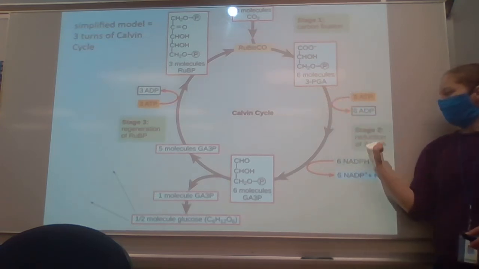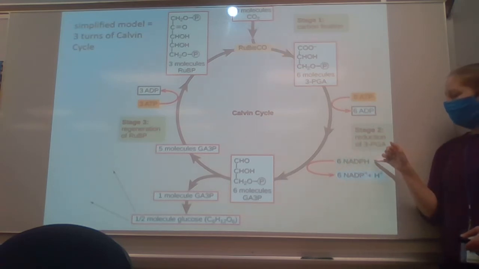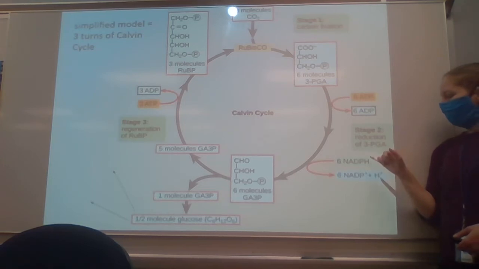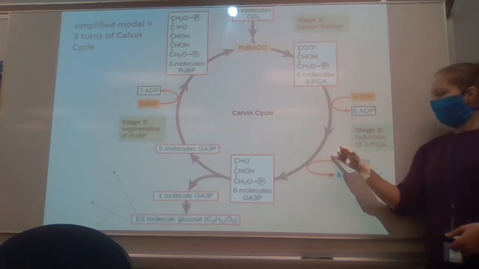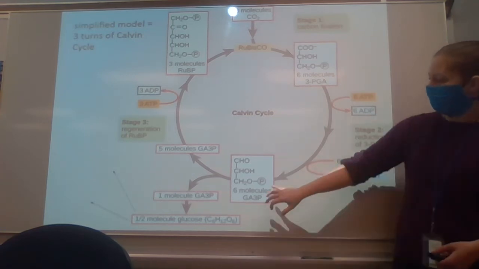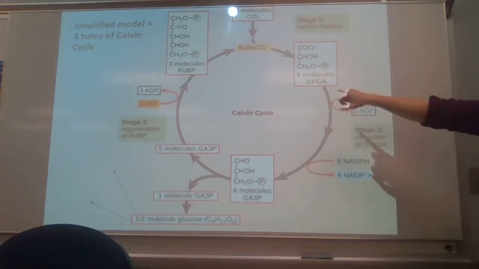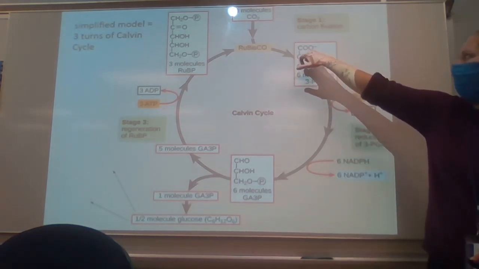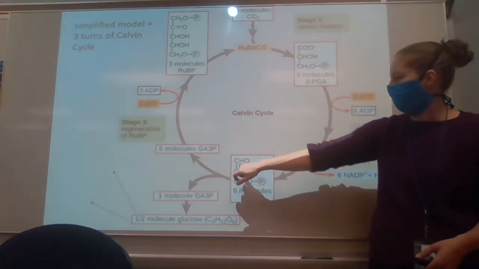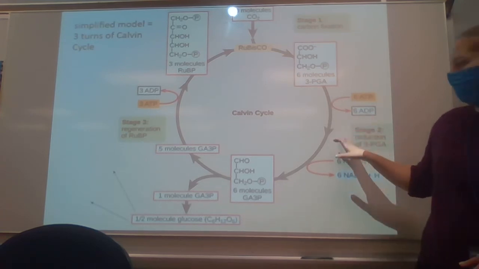Stage 2 is reduction. So when we reduce carbon, what do we do to it? We add hydrogen. Okay. So here's where our electron carrier comes in. It's going to donate some of those hydrogens, originally from the water, and those are going to get added on to our carbons. You can see here, here's a carbon connected to 2 oxygens. Now here it has some hydrogen attached to it. So stage 2 is the reduction.